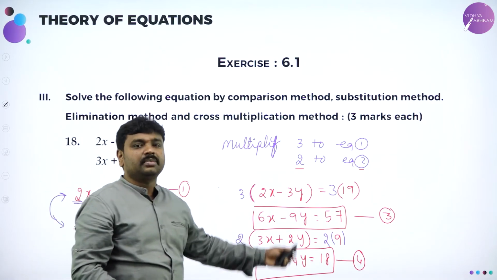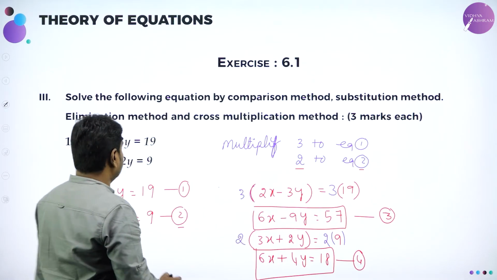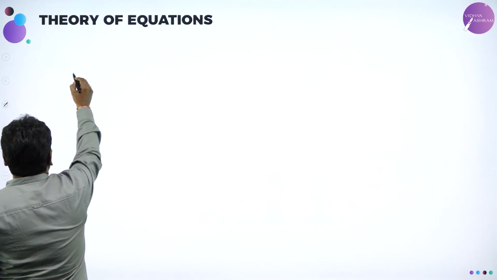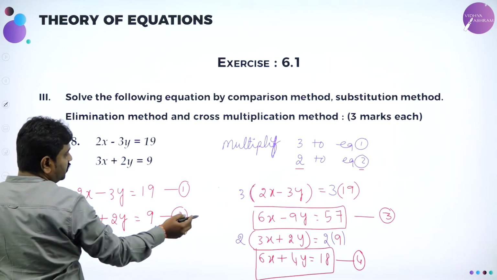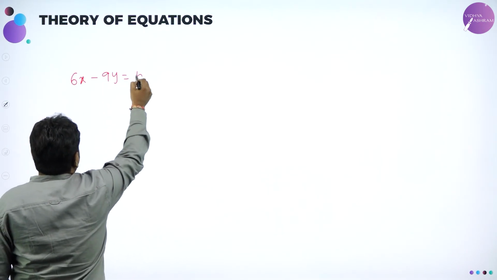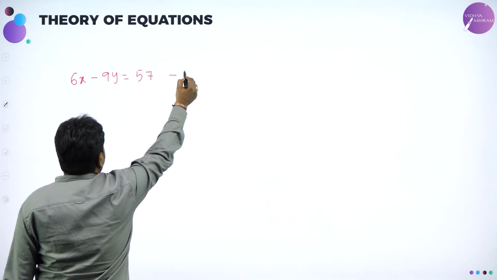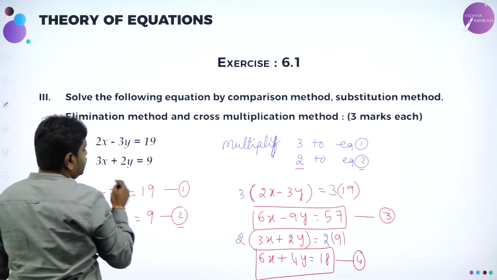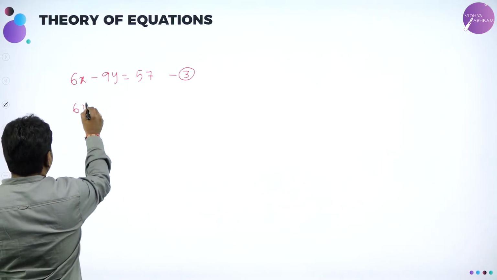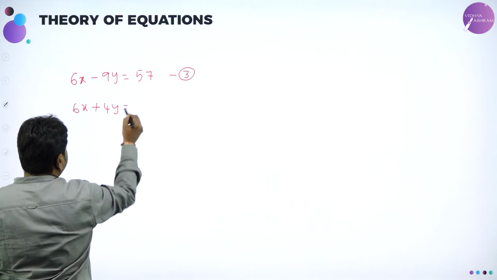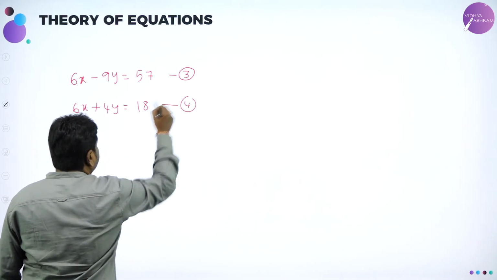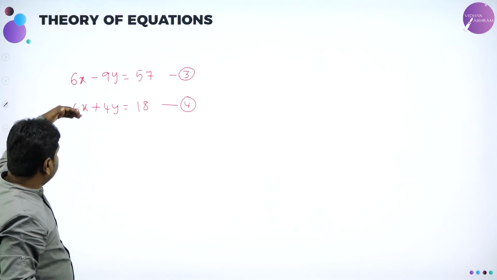Now we need to solve the simultaneous equations. Now going ahead, solving 3 and 4. So what is 3? 6x minus 9y is equal to 57. This is equation 3 we got. And similarly, equation 4, 6x plus 4y equal to 18. So now you can see equations 3 and 4 both have the same coefficient of x.